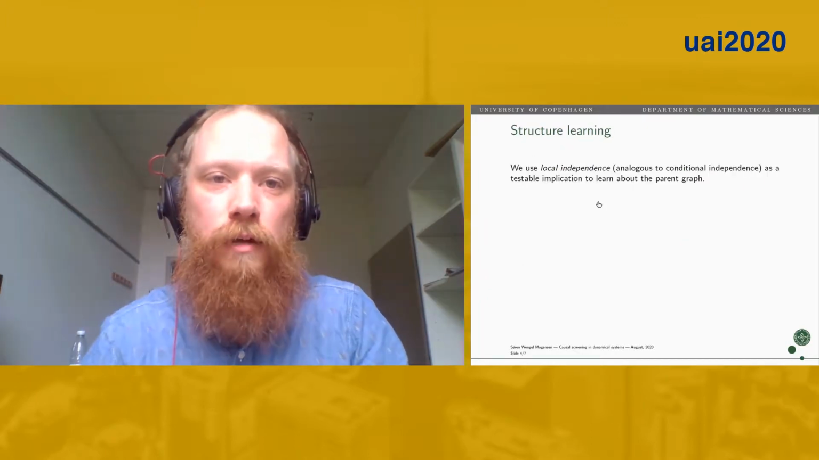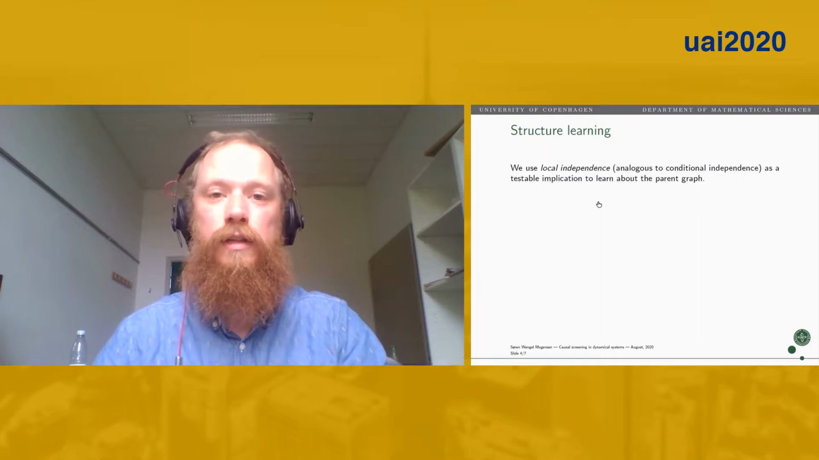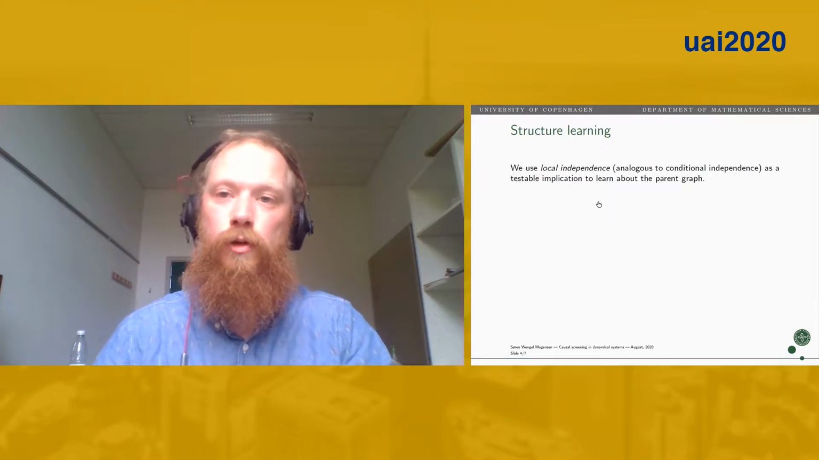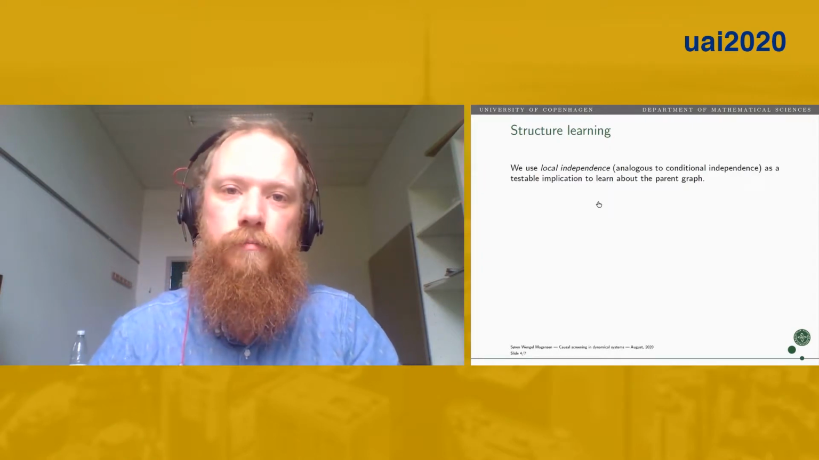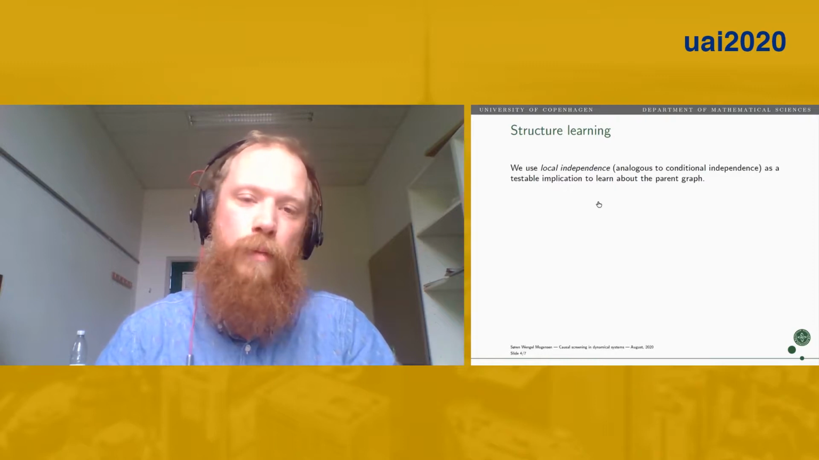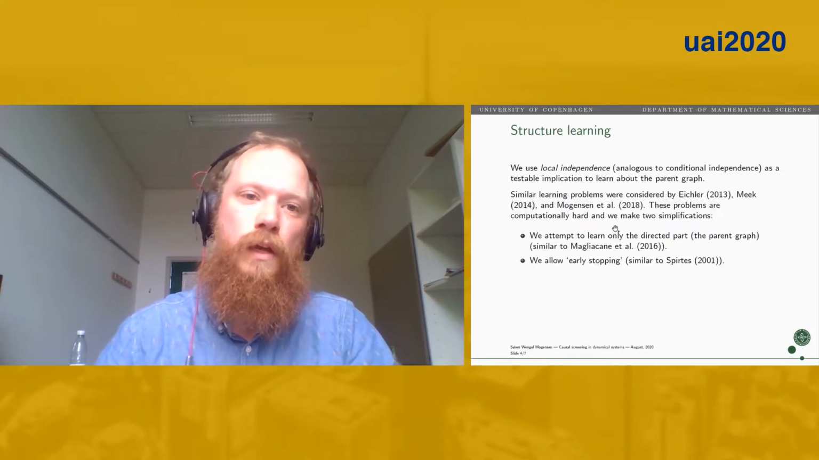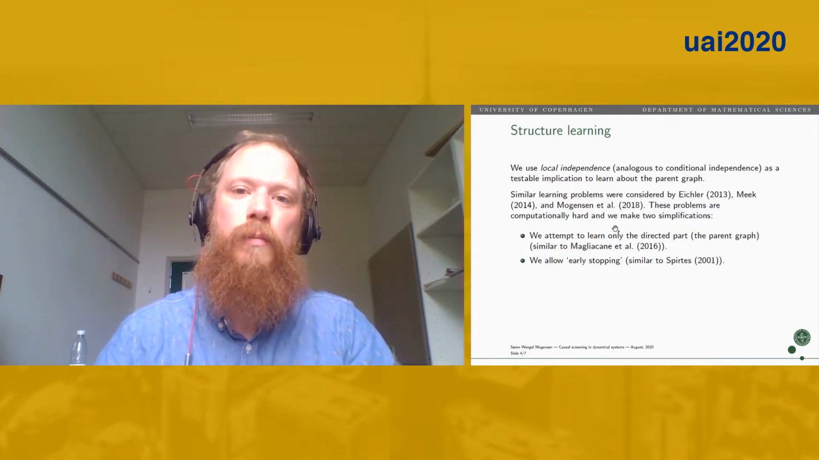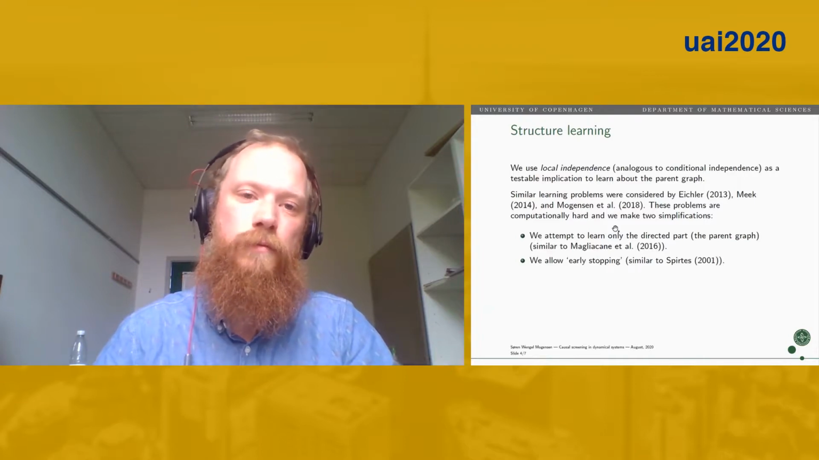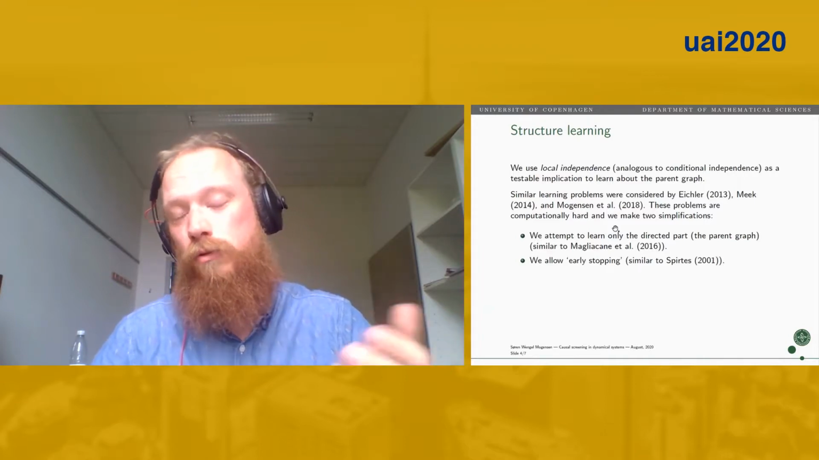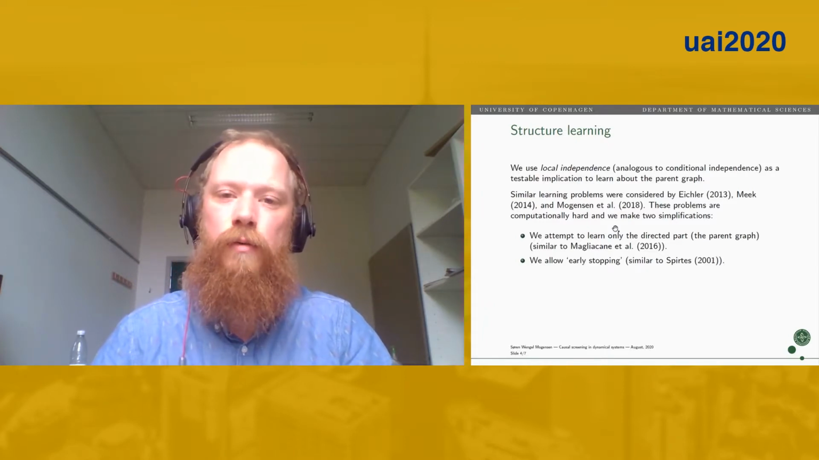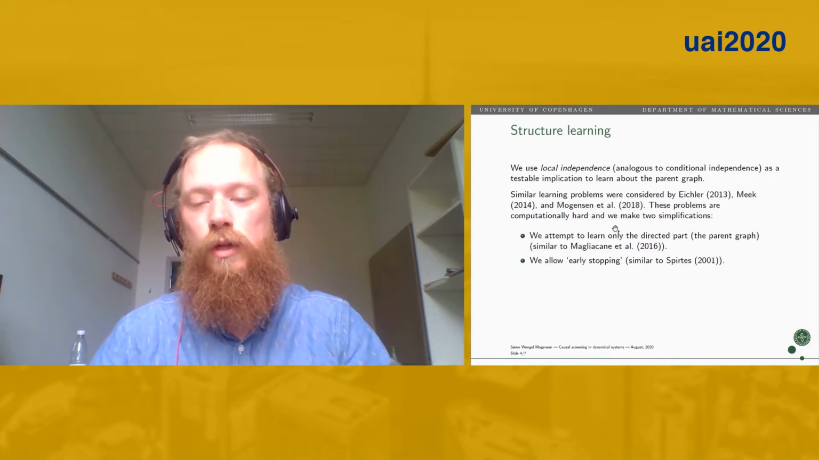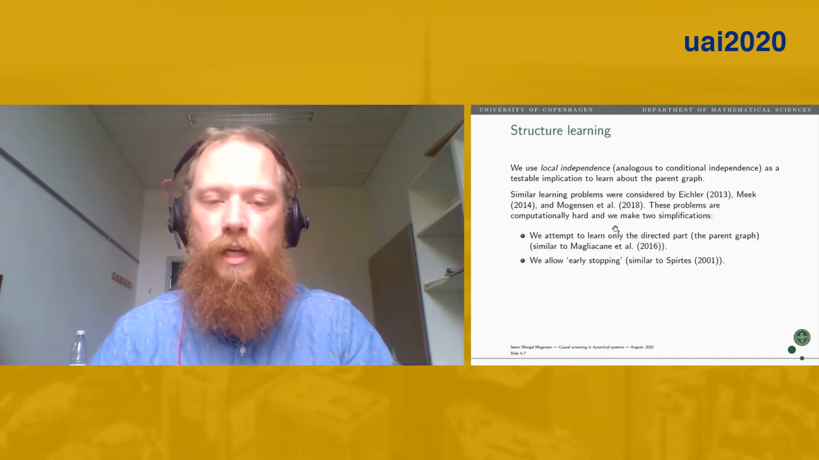And how will we do that? Well, we will use local independence. I will not define it, but you can think of it as being analogous to conditional independence when you're learning DAGs or marginalizations thereof. And this is what we're going to use to learn about the parent graph. Previous work has studied similar problems. We make 2 simplifications to make this computationally feasible. First of all, as I already stated, we essentially want to learn only the directed part of the underlying structure. And this is what we use the parent graph for, as a formalization thereof.